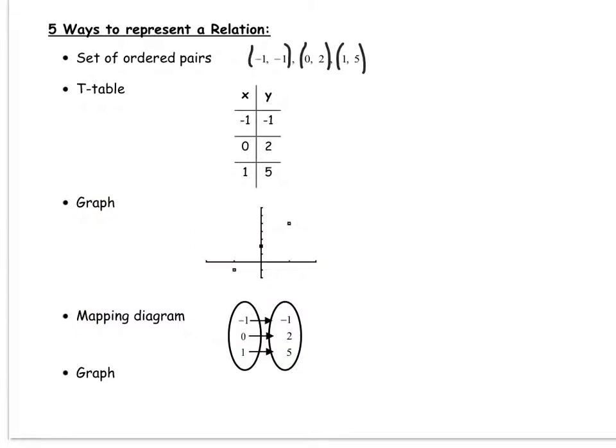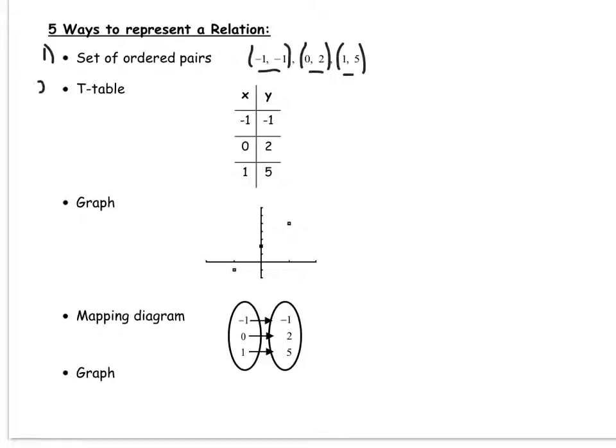Okay, there are 5 ways to represent a relation, so you want to write these down. The first way is a set of ordered pairs. So here we have 3 ordered pairs, okay? And that is a relationship. So you have x and y values that are put together.